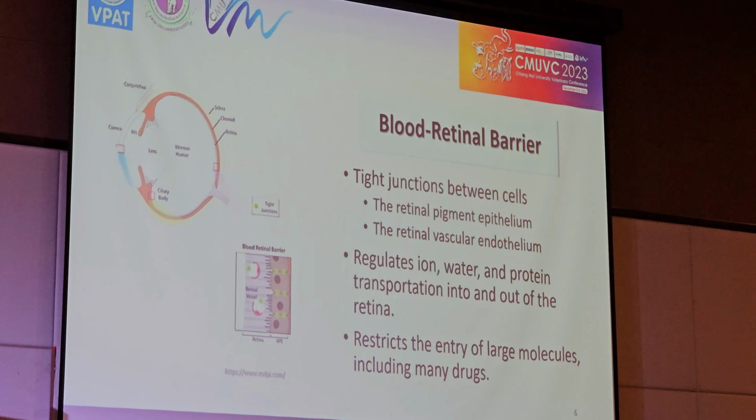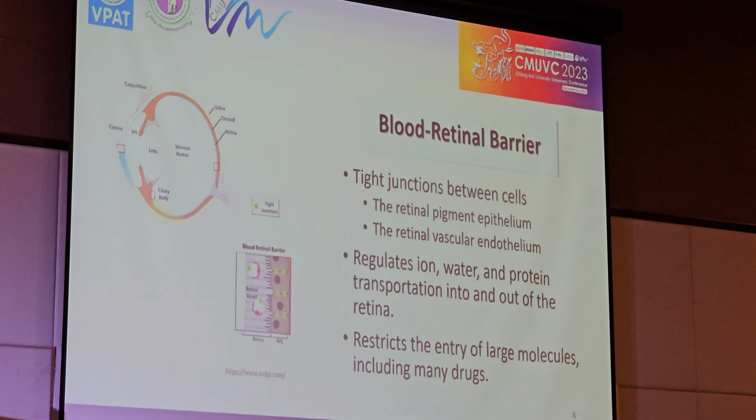And the third one is the blood retinal barrier, which is the tight junction between the retinal pigmented epithelium cells and the retinal vascular endothelium. The function of this barrier is to regulate the ions, water, and protein transportation into and out of the retina, and to restrict the entry of large molecules, including many drugs.